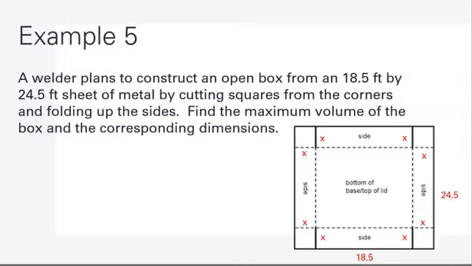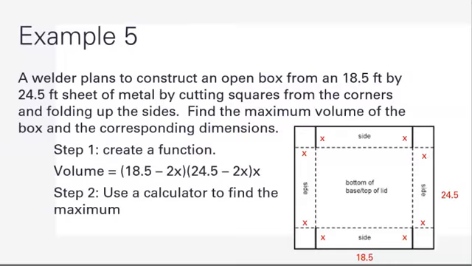So what I've done is I've drawn a picture over here. It's 18.5 feet long and 24.5 feet wide. And we're cutting out squares from these corners. So I've labeled the measurements on the corners as x. And what we're going to do is we're going to find the volume of this box. And remember, volume is length times width times height. So pause the video, see if you can figure out what those expressions would look like using these x's, and then hit play to check your values.